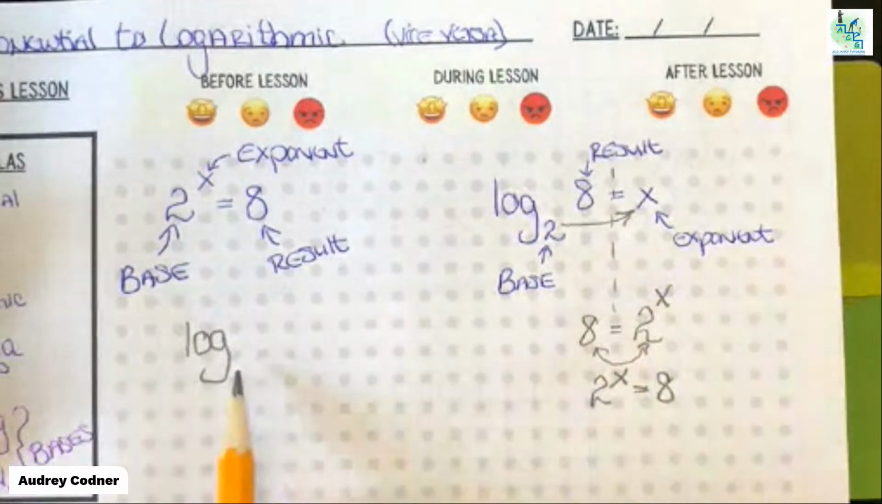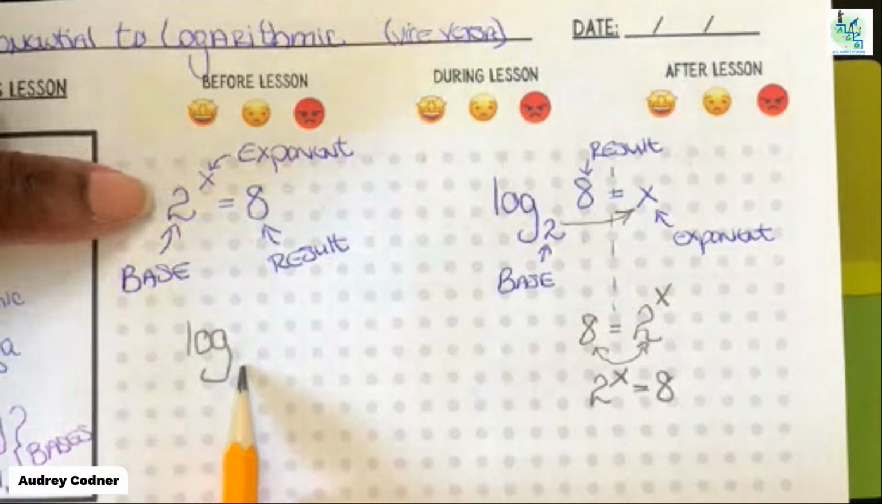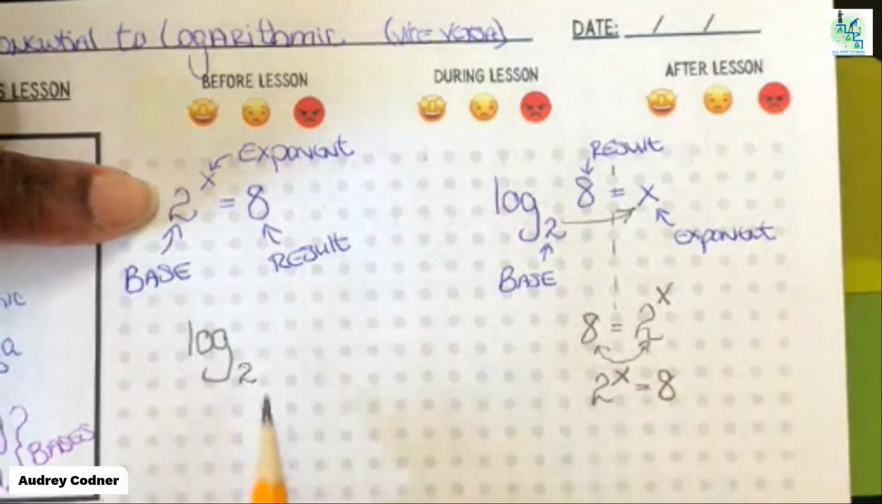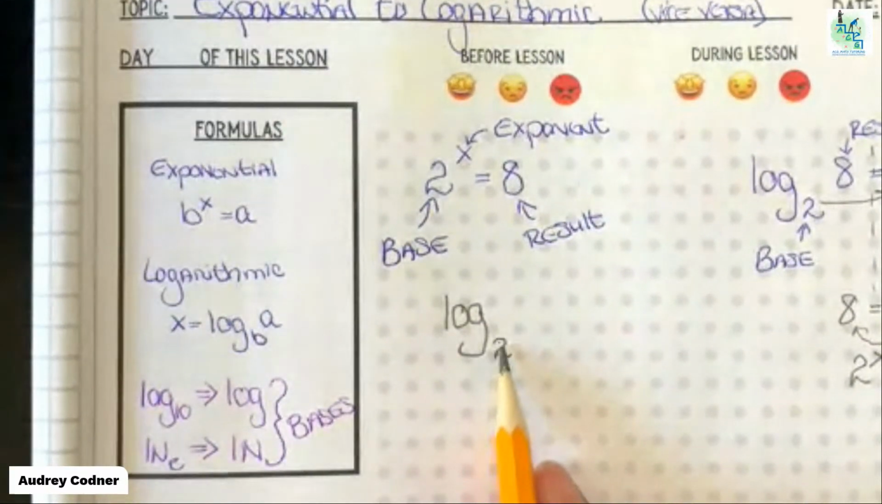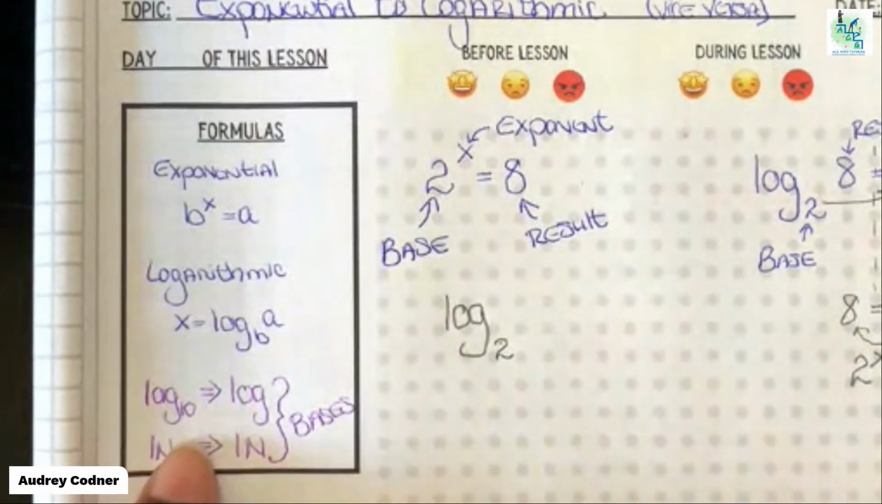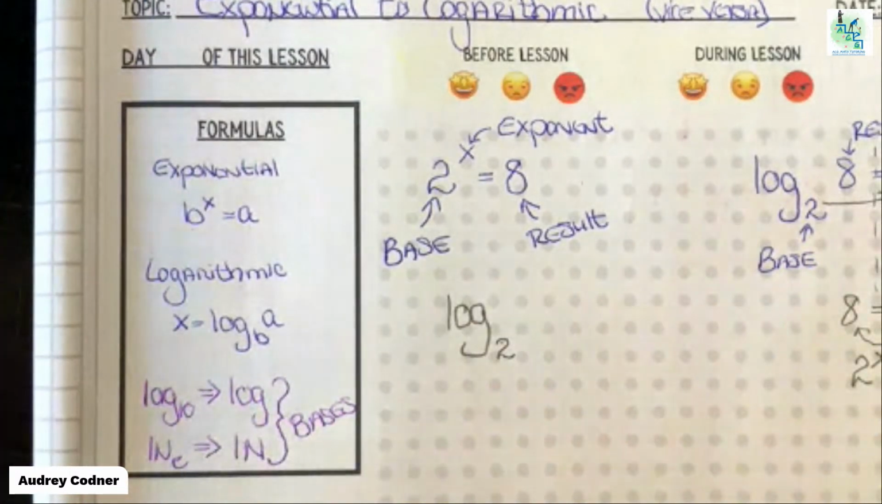And what goes here in this spot is whatever your base is. And our base is 2. Now, if you don't see anything there, it's assumed that the base is a 10. That's why I wrote this here. So if you say log 10 means just simply log. All right.